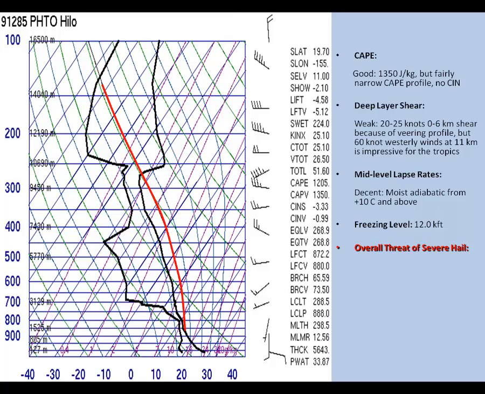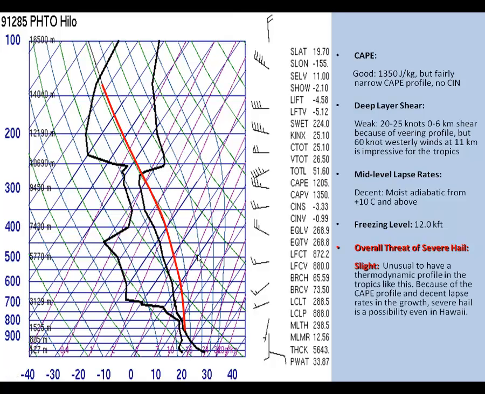And some of the mid-level lapse rates are kind of decent. It is moist adiabatic from about 10 degrees Celsius and above. So the low-level lapse rates are good. Here the upper-level lapse rates are okay. Freezing level in this case is about 12,000. I'd say that the threat here is only slight. It's unusual to have a thermodynamic profile like this in the tropics, but since the cape is very large and there are some decent lapse rates, I think severe hail would even be possible in Hawaii.